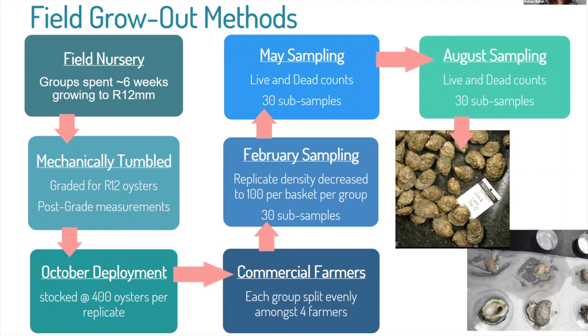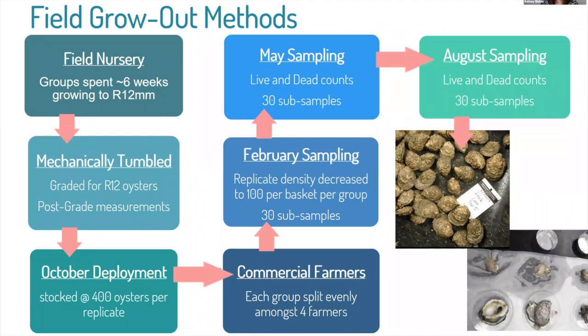Samples were completed in February, May, and August. On our February sampling day, we decreased the oysters per basket to 100 oysters. And then in our May and August sampling dates, we took live counts of those oysters. And at each of the sampling times, we took 30 subsamples to complete our measurements.